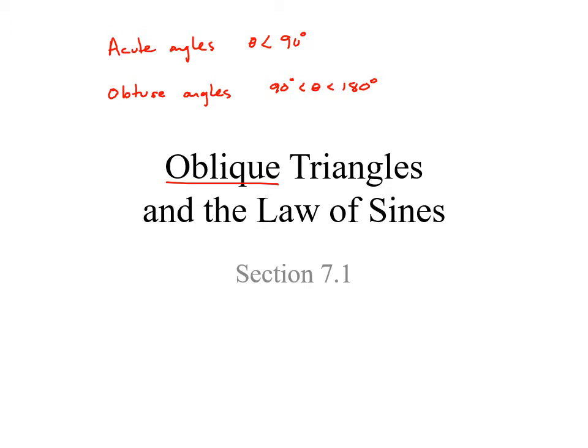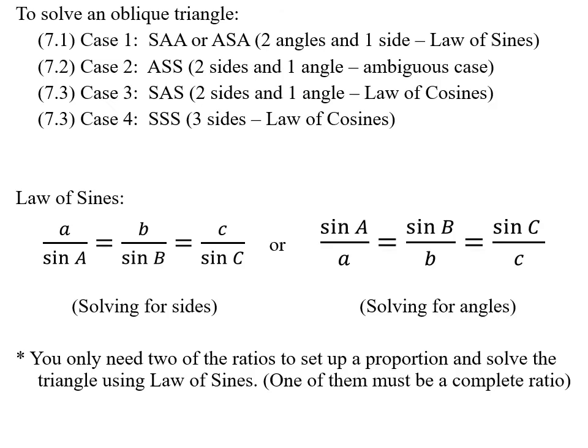And so to do that, we're going to use a couple different rules. One is the law of sines. To solve an oblique triangle, you can use either the law of sines or the law of cosines. And what we're looking at here is these sections right here, 7.1 and 7.2. So in both of those, we're going to be using the law of sines.